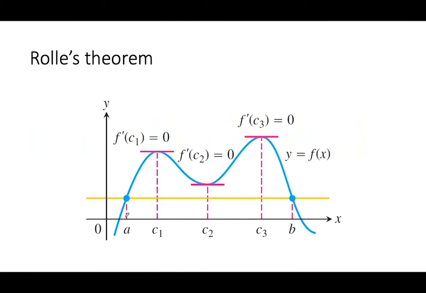Let's look at this graph. Here we have point A here and point B here. So it is also f of A and f of B. Therefore, we can say f of A equals f of B. And between these points, we have several points C1, C2, C3, where f prime C1, f prime C2, f prime C3 are equal to 0. Therefore, Rolle's theorem says that we have at least one point, but it could be more than one. But Rolle's theorem makes sure that we have at least one point.